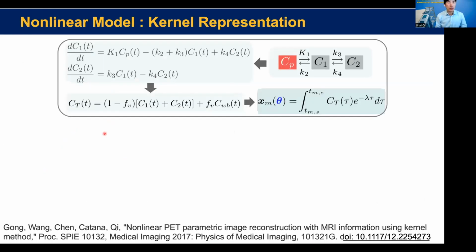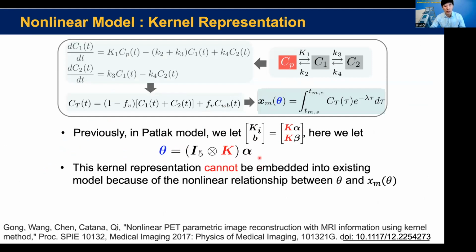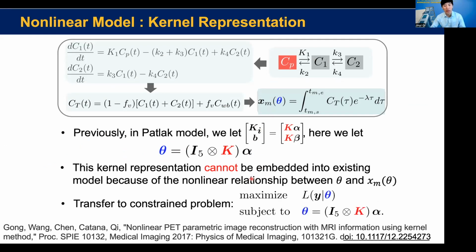And we can also apply this to the nonlinear model as well. In the Patlak model, we have K_B equals K alpha, K beta. Similarly, we can have the nonlinear parameters theta: K1, K2, K3, K4, and FV, which is equal to this K times alpha, just written in a simplified form. The problem here is that because of this nonlinear relationship between theta and x, this cannot be embedded into the nested EM algorithm anymore. So we actually use a constrained optimization based on the ADMM algorithm.